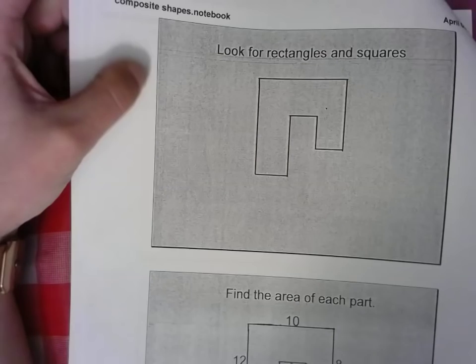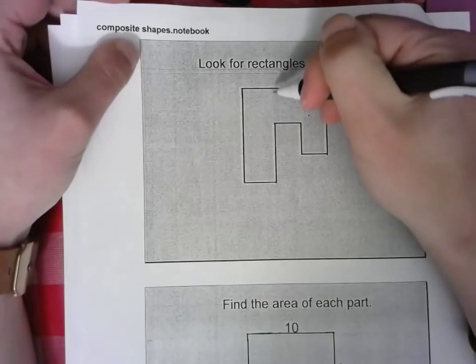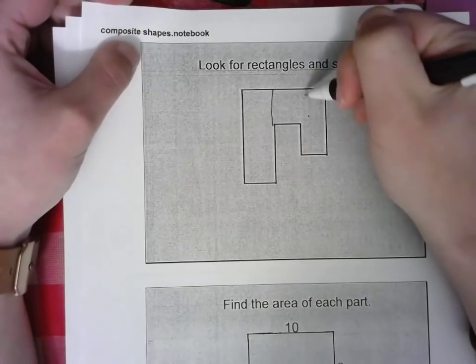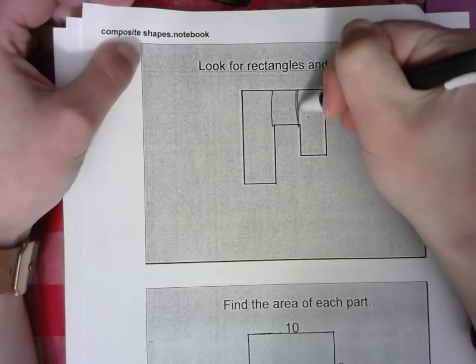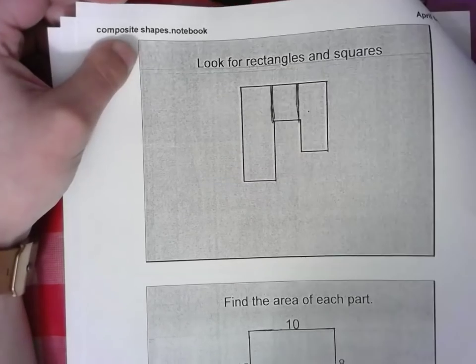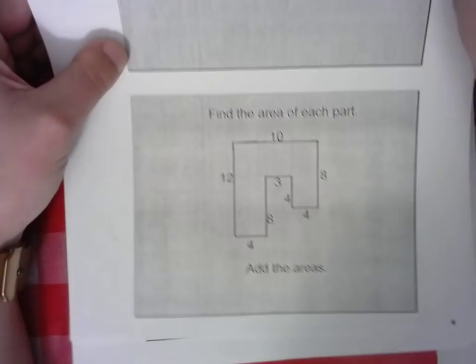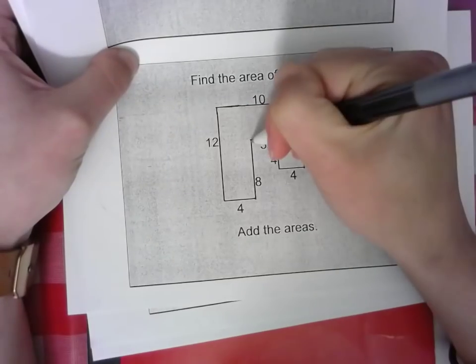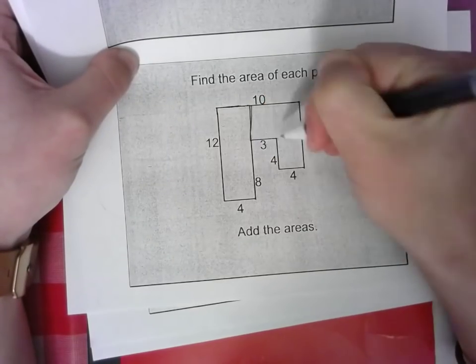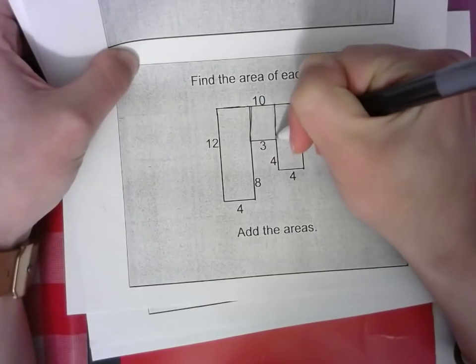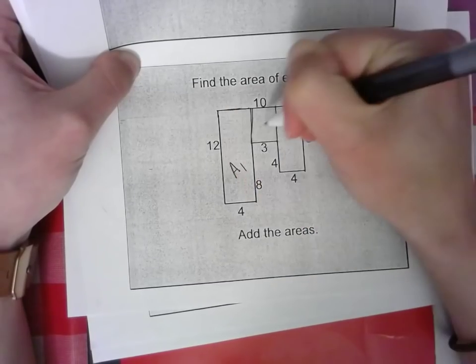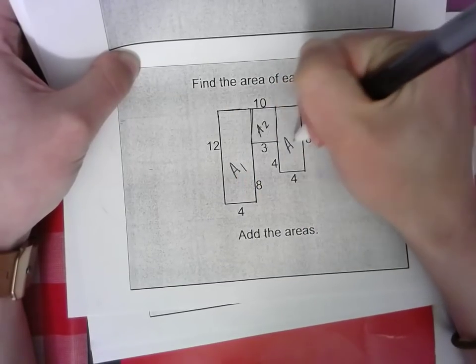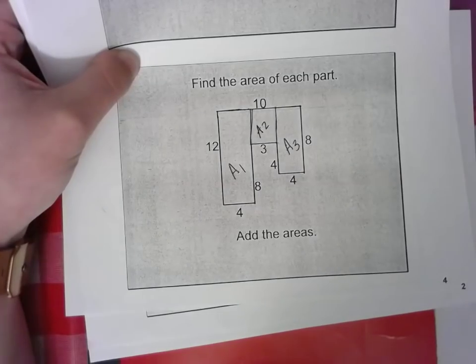Again, we're going to look for rectangles and squares. So you can split it up any way you want, as long as you know how to find the area of those figures. So again, split it up here. My lines aren't perfectly straight. That's okay. That's area 1, area 2, and area 3. There. So I'm done with step 1.